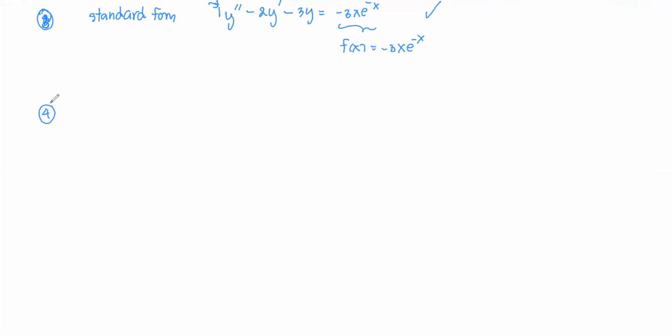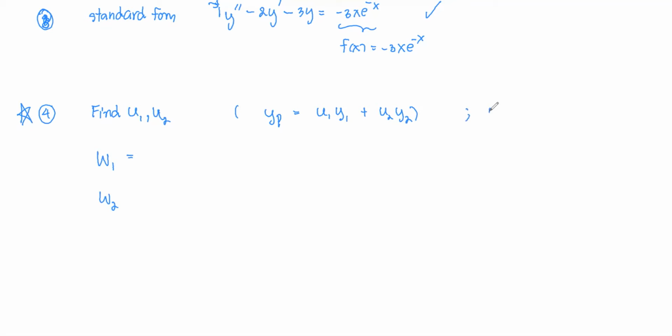Step 4, we're going to find u1 and u2, because your yp is in the form of u1 times y1 plus u2 times y2. This is the major step. To find u1 and u2, we're going to need W1 and W2. Let me start with W1.